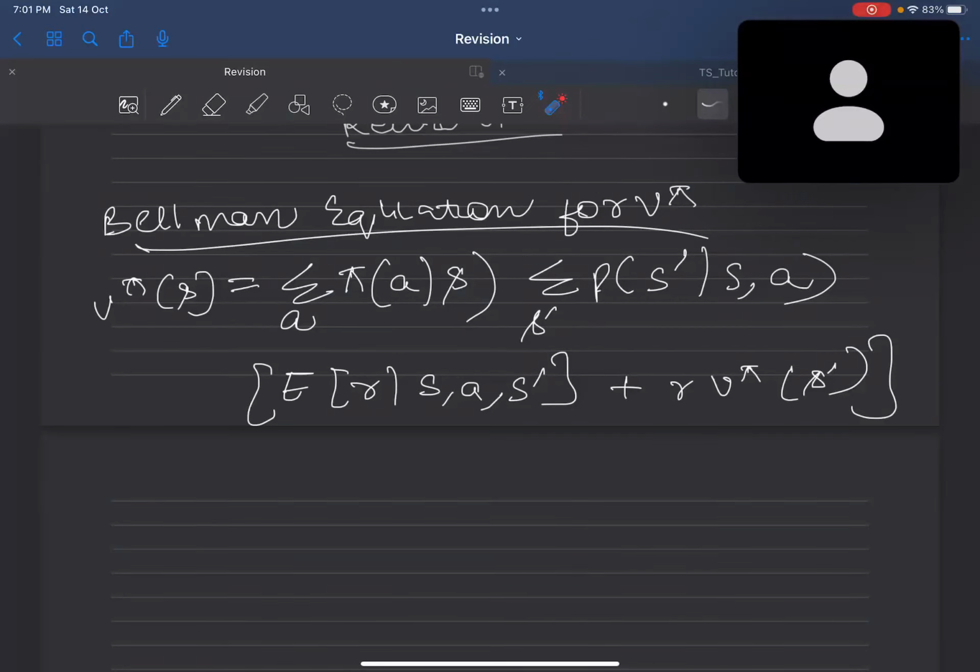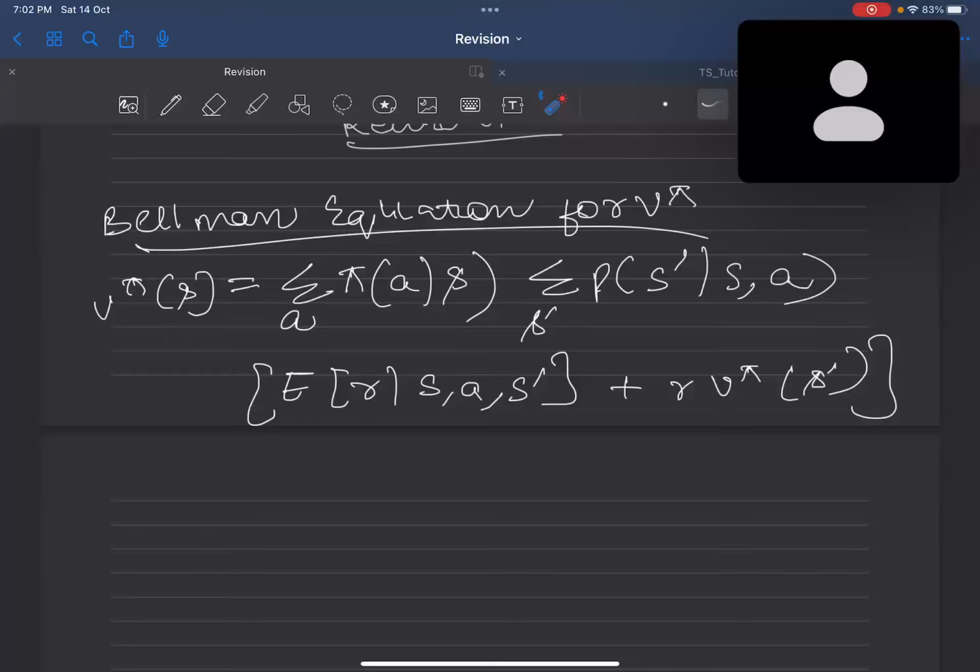The fourth term is V of S. So V of S is nothing but expected return. It is just an expected return, right? What is V of S? It is nothing but expected return starting from that state towards the goal.